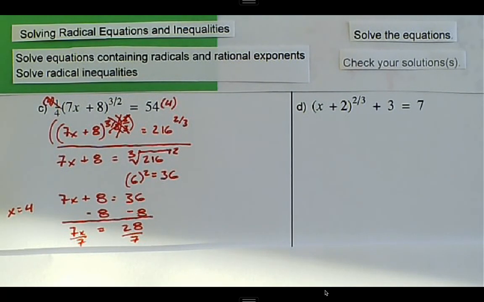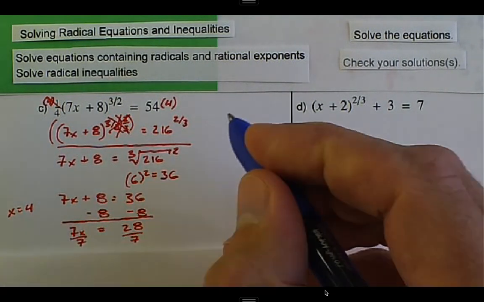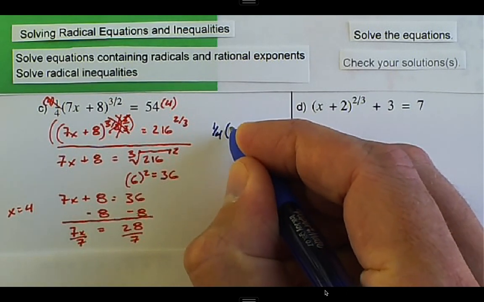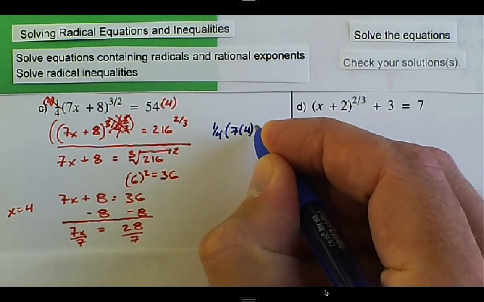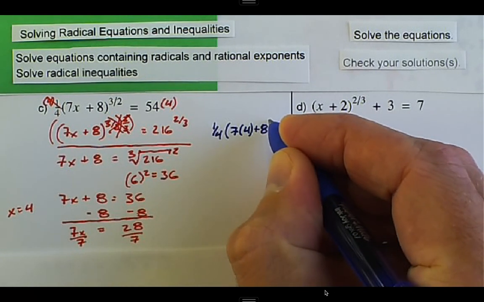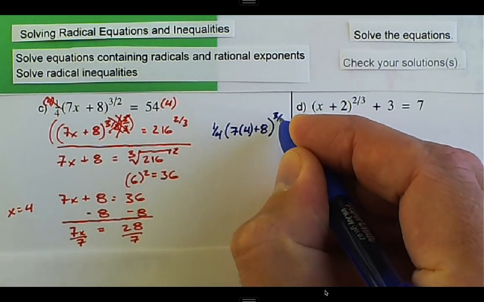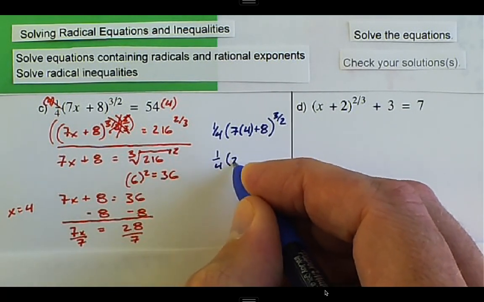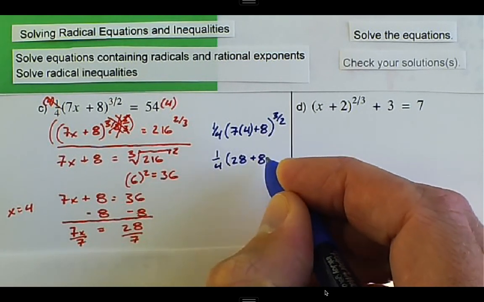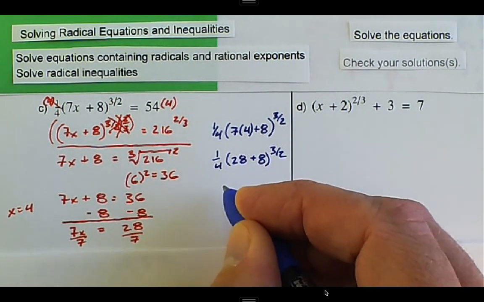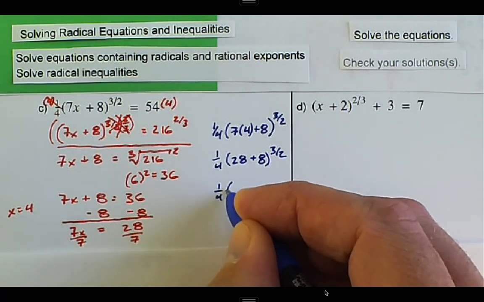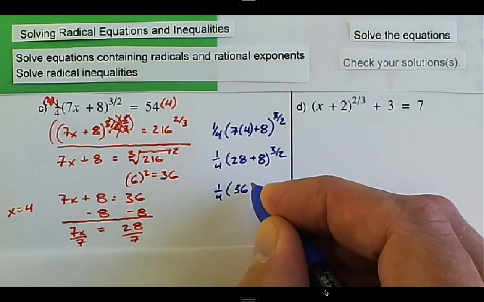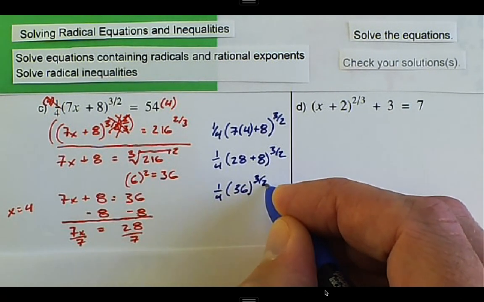So then we have to check to make sure that that is indeed a solution. So then we have 1/4, 7 times 4 plus 8 raised to the 3/2 power. So 1/4 times 28 plus 8 to the 3/2. 1/4 times 36 to the 3/2.